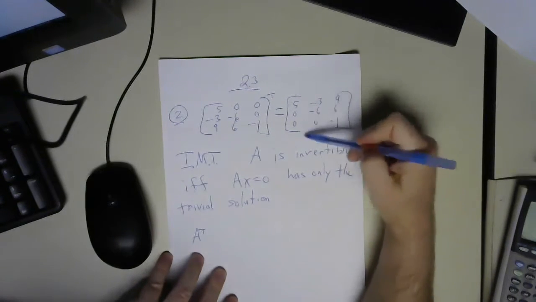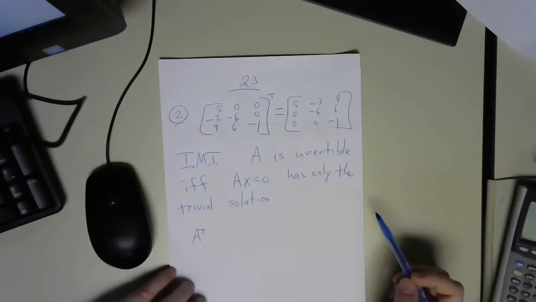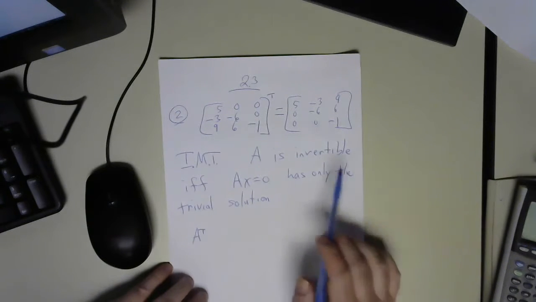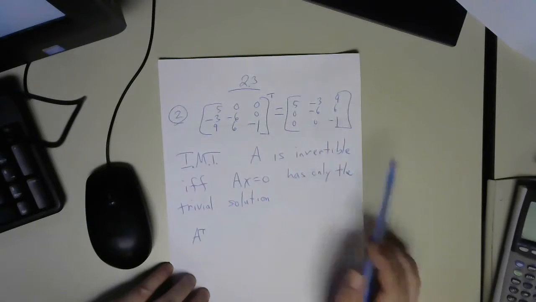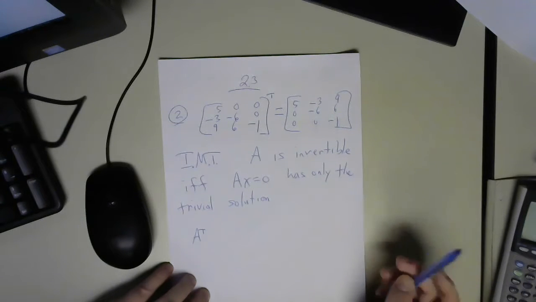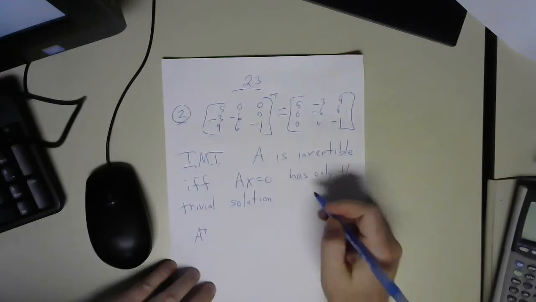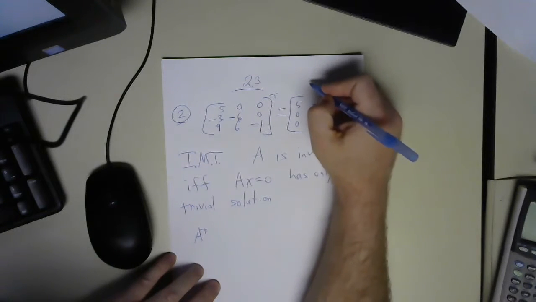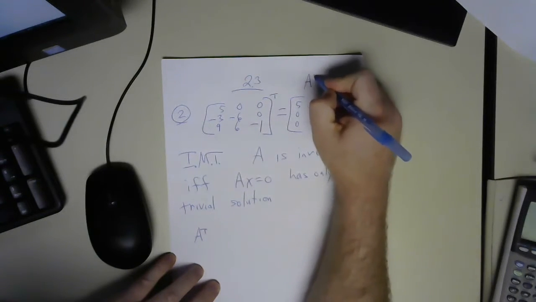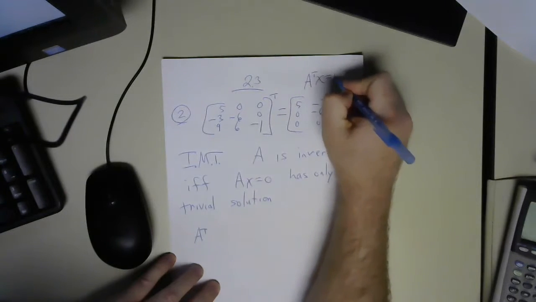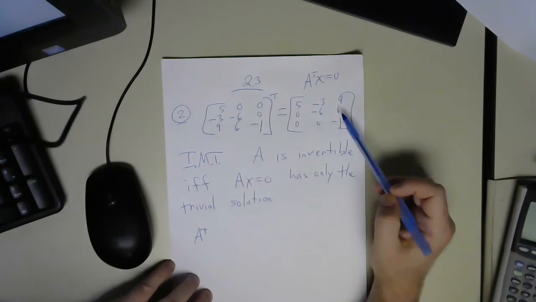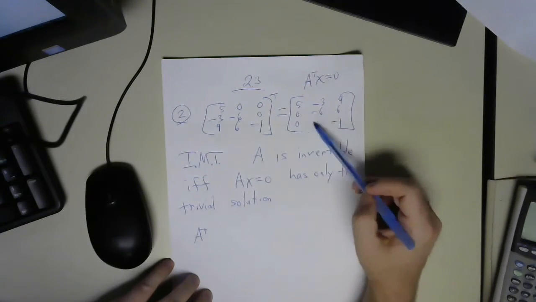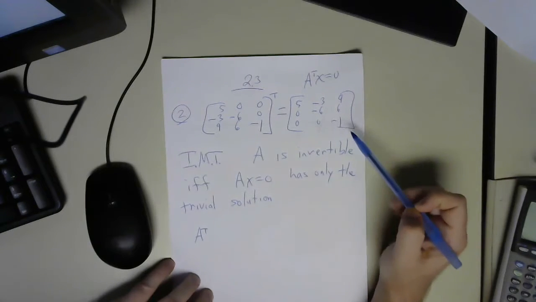But notice we have 3 different pivot rows. So that means that these are linearly independent columns. Or another way to look at it is, if you consider this matrix, I guess I could call it A transpose, this equation will only have the trivial solution because these columns are linearly independent.